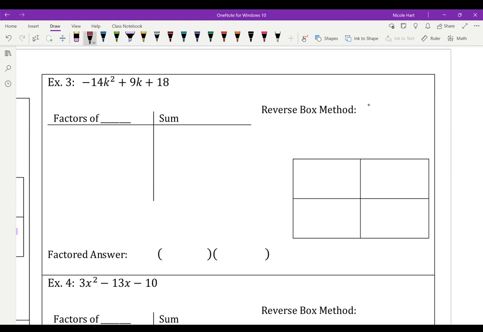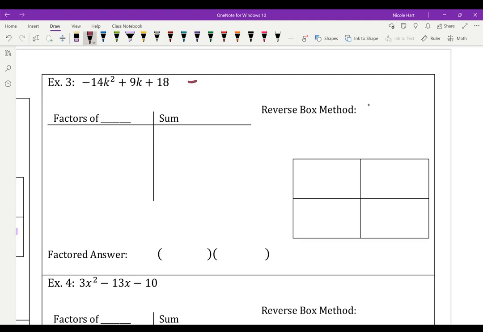So for example, we have 14, 9, and 18. Those 3 don't have a common factor, but if it said a different number other than 14 and 9 and 18 had a common factor, we would divide all of that out. But right now we're just going to divide out a -1.